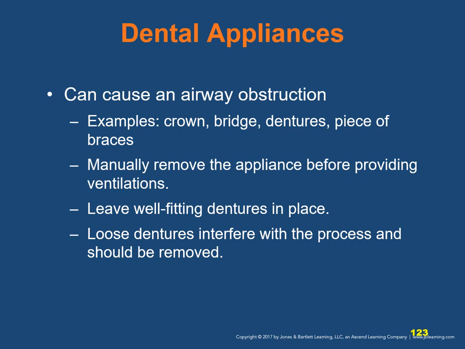There are many things that can cause airway obstruction that are dental appliances. Many dental appliances can cause an airway obstruction, such as the crown, bridge, dentures, or piece of braces. Manually remove the dental appliance before providing ventilations. Simple manual removal may relieve the obstruction and allow the patient to breathe on his or her own. Leaving well-fitting dentures in place usually makes a BVM or mouth-to-mask ventilation much easier.